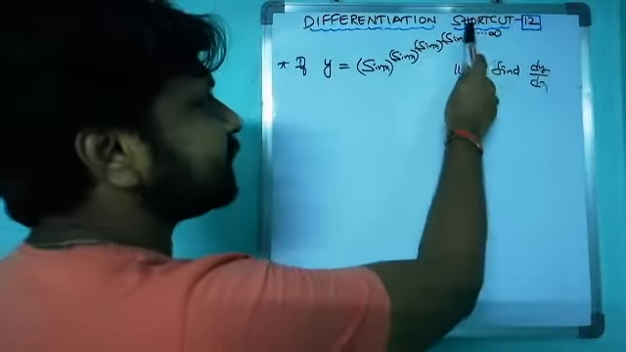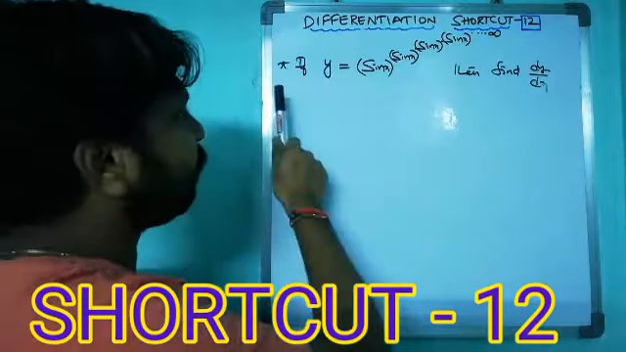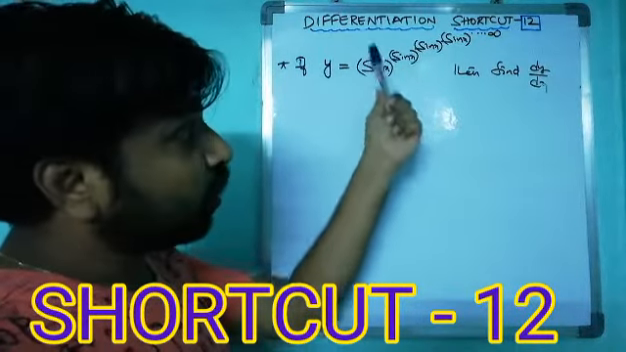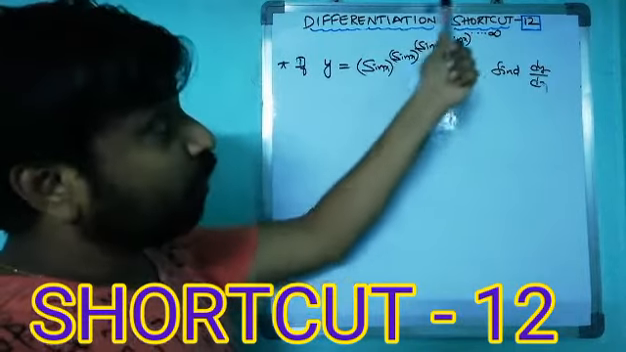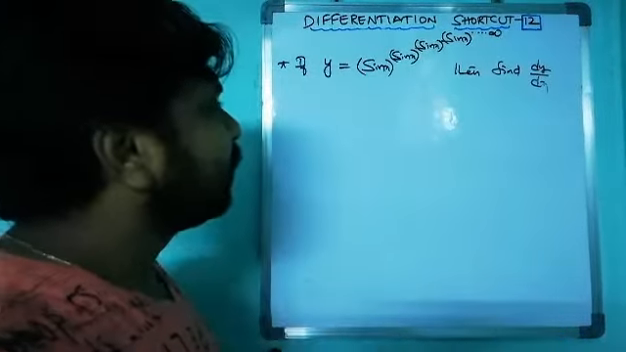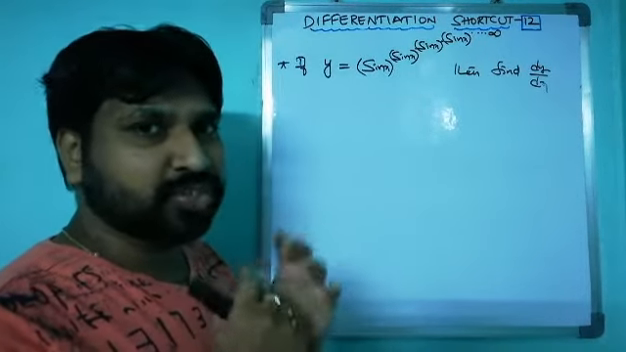Today I'm going to discuss shortcut number 12 on differentiation. If y is equal to sin x whole power sin x whole power sin x whole power sin x, and so on to infinity. It's a very easy question, friends. You have a very wonderful shortcut. I want to reveal the shortcut very soon.